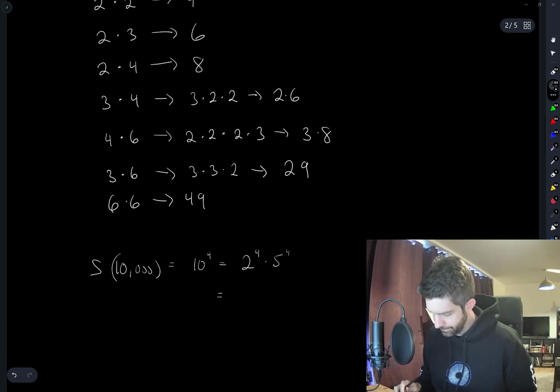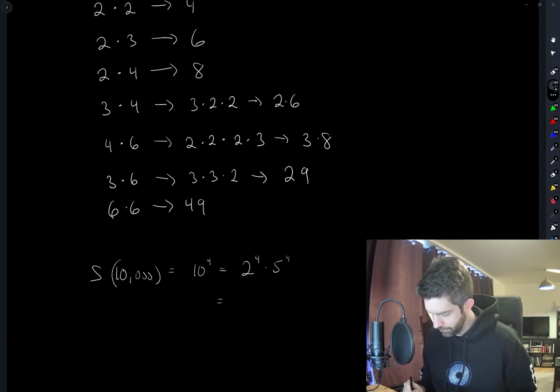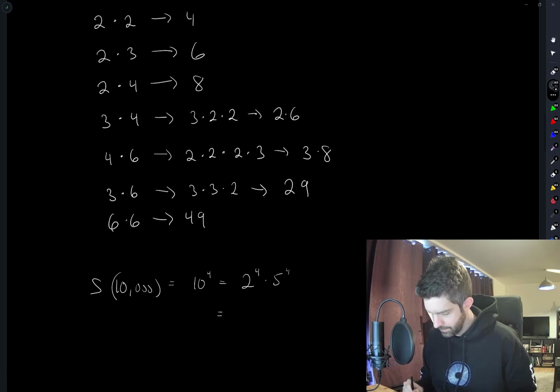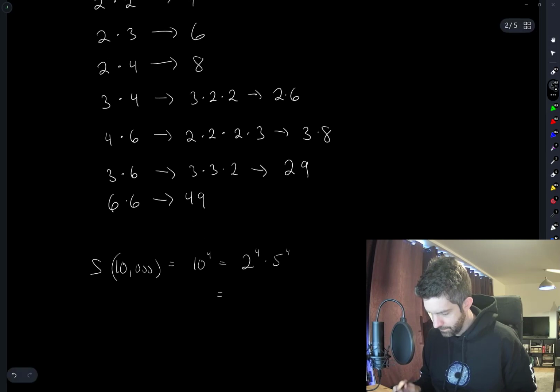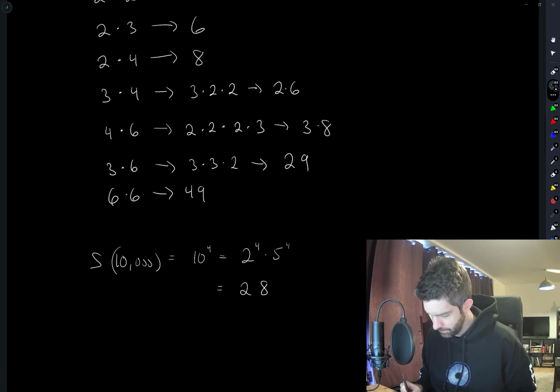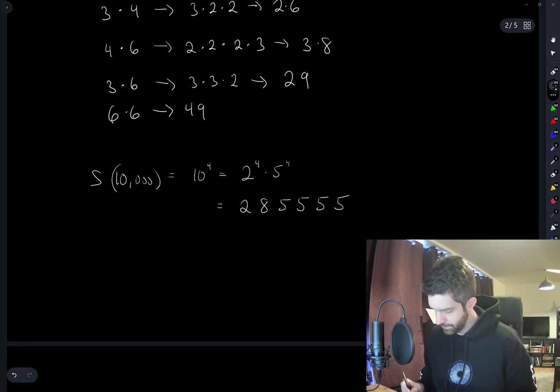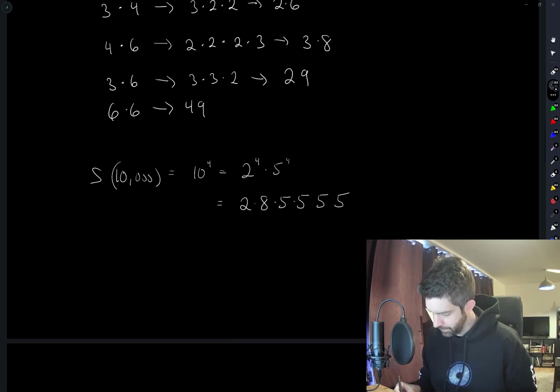So this will be 2 to the 4, which is the same as 2 times 8. So these are all being multiplied. So S of 10,000 would be 2 times 5, 2, 5, 5, 5, 5, 5, 8.